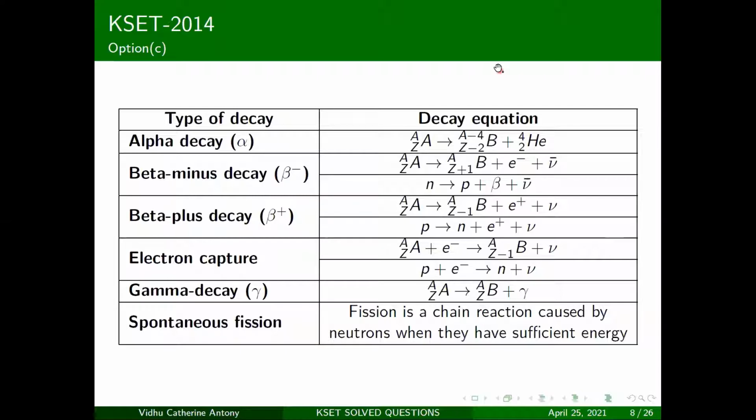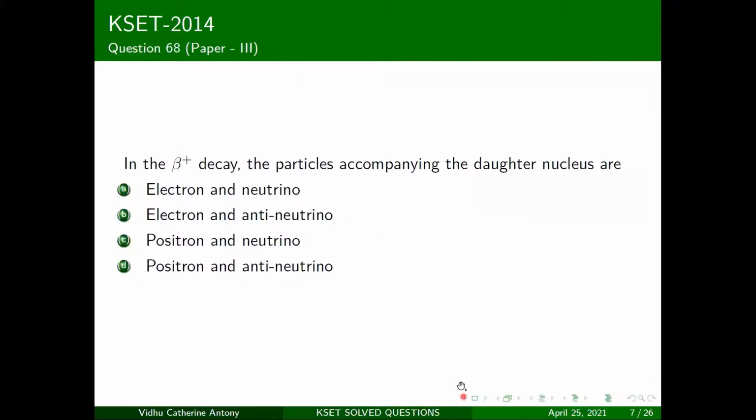Let's move on to the next question here. We didn't discuss this. For beta plus decay, the particles accompanying the daughter nucleus are positron and neutrino. Positron is basically your anti-electron. So you can rule out options where there are two antis or where there are none of them.